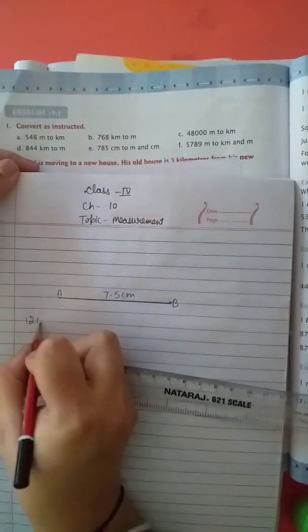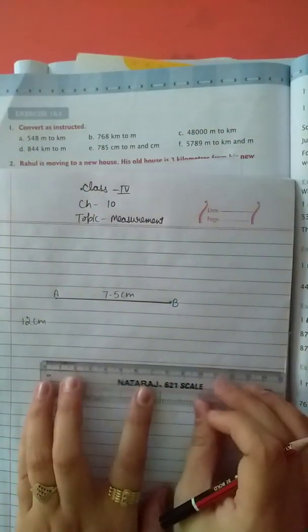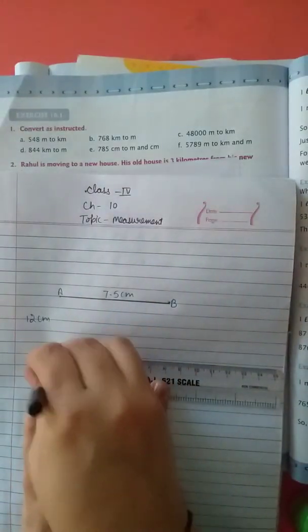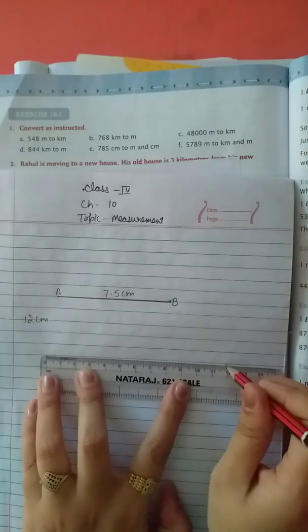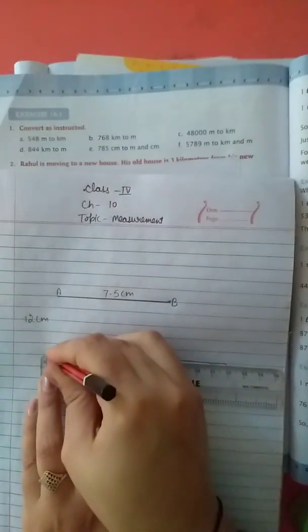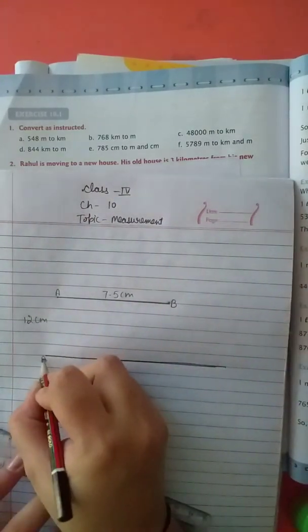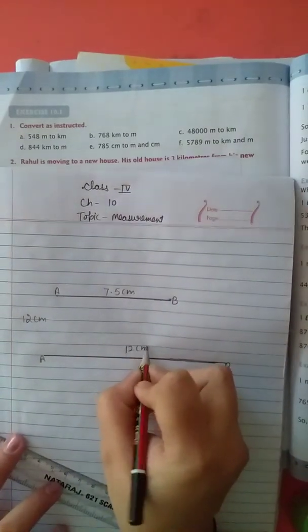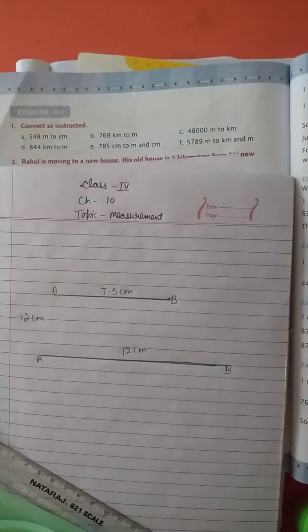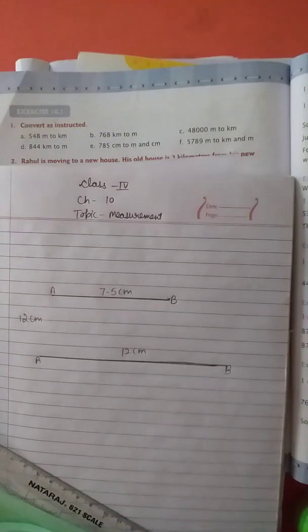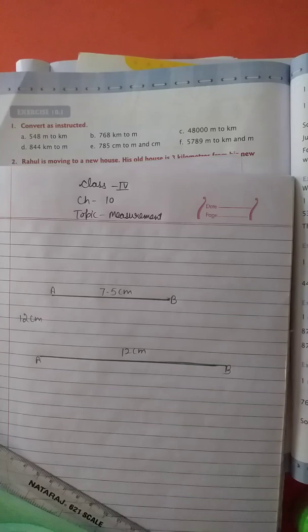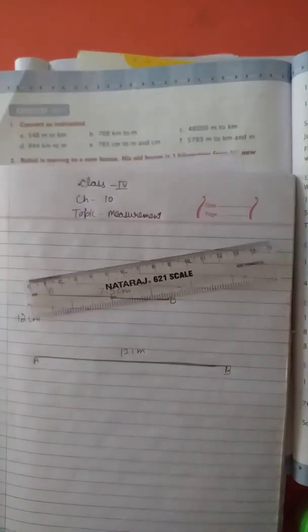Next one is 12 centimeter. Similarly, draw a line starting from 0 and ending at 12 centimeter. Join the line segment. It is a line segment because it has two end points. Mark A and B. A line has no end point. A line segment has two end points. In this way, we can draw other line segments, like 2 centimeter, 6.5 centimeter, 6.3 centimeter. And in this way, using a ruler, we can draw line segments.